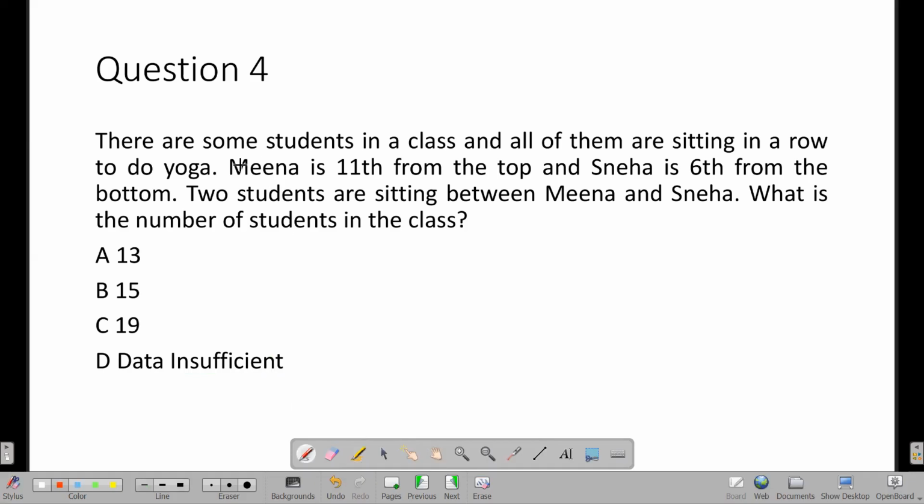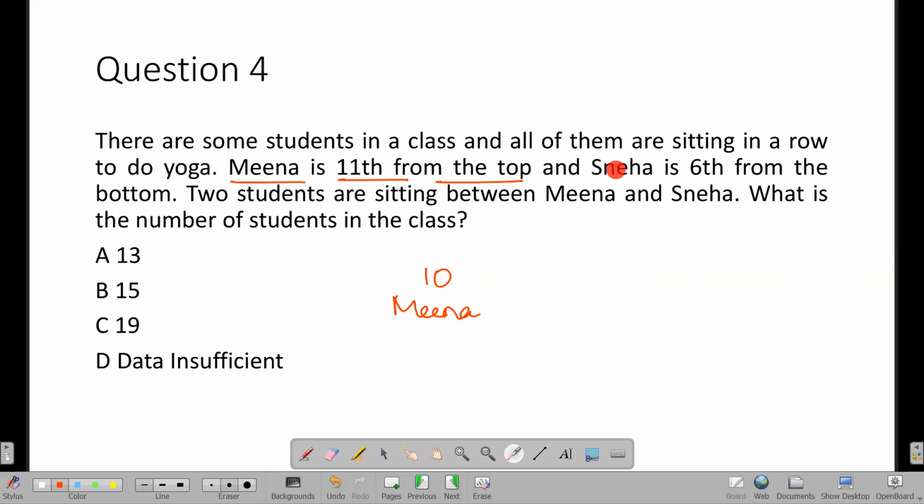It is given there are some students in a class, all of them sitting in a row to do yoga. It is given Meena is 11th from the top. Meena is 11th from the top means what? In front of Meena, or ahead of Meena, there are 10 people. So after these 10, as the 11th person, Meena is there. So Meena is 11th from the top.